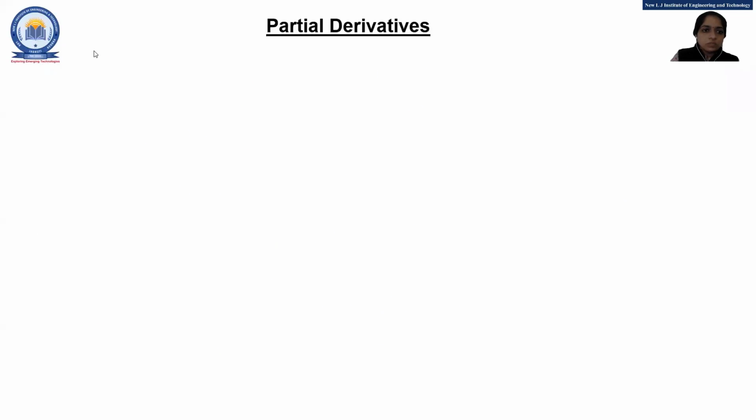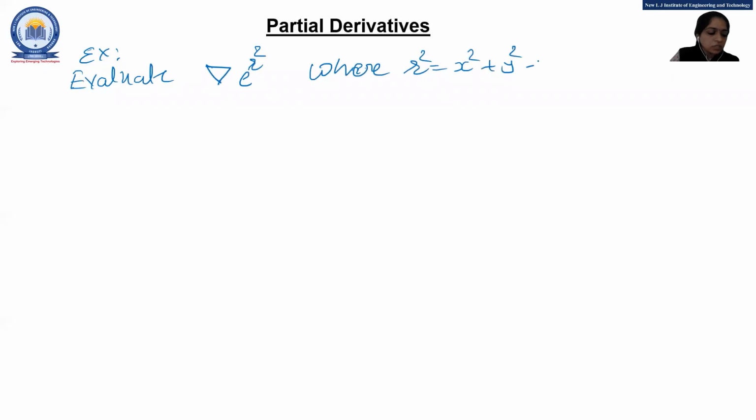Okay. So let's move on with one more example of the gradient, that is, evaluate the gradient of e raised to r square. Keep in mind, this is e raised to r square, where r square is x square plus y square plus z square. Now, what is the formula of the gradient of e raised to r square?